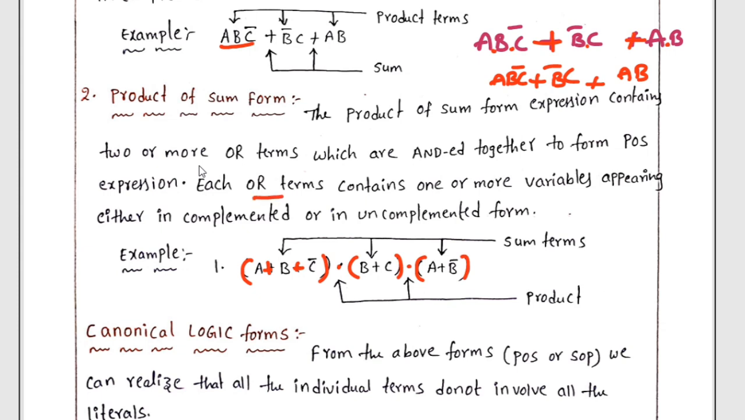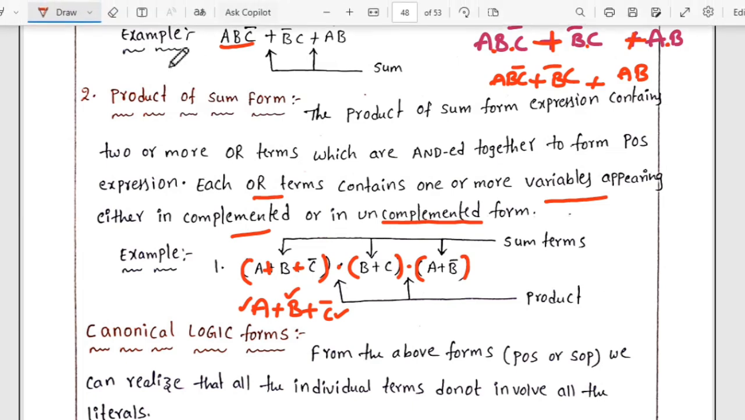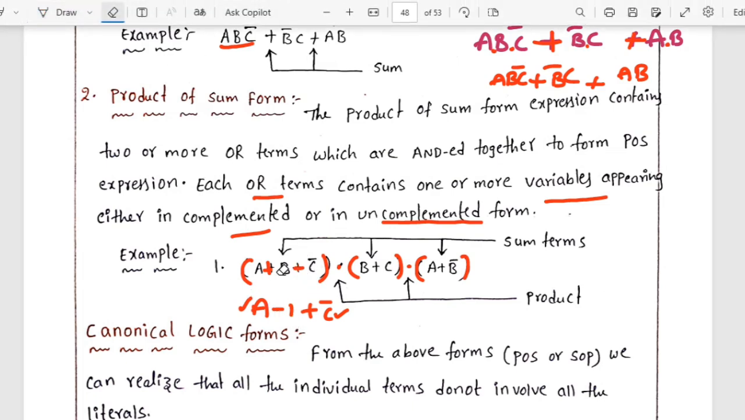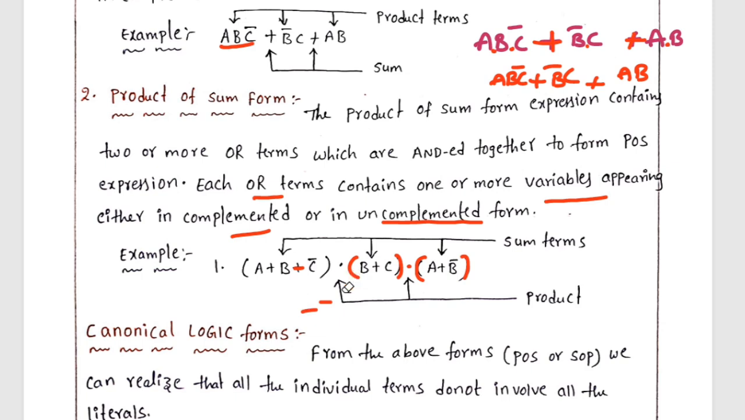Each OR term contains one or more variables appearing either in complemented form or uncomplemented form. For example, A plus B plus C. This is an uncomplemented form, and this is a complemented form. Let me explain through an example.